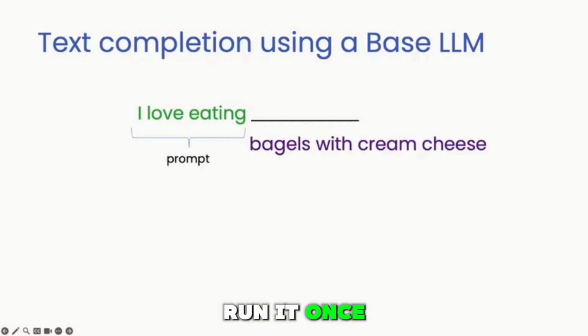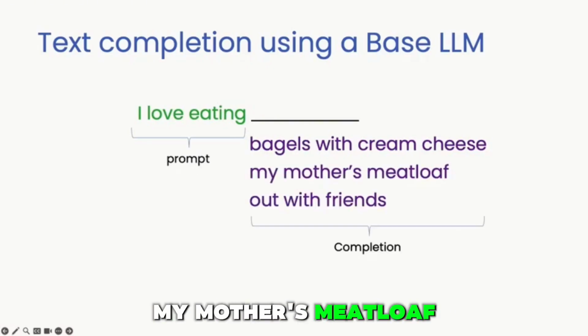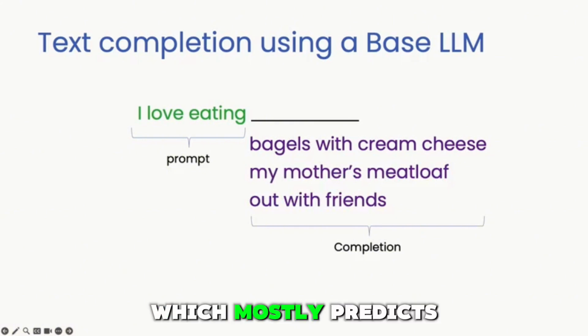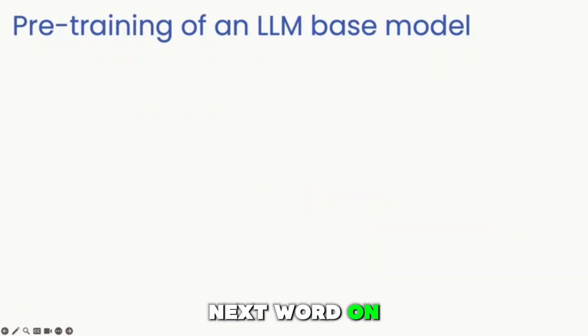Text completion using a base LLM will be if you give it a prompt like "I love eating" and ask it for completion. Run it once, it may say bagels with cream cheese, my mother's meatloaf, out with friends, and that's the text completion. And this is called a base LLM, which mostly predicts essentially what's the next word on the internet, or what's the next word as observed in your training set.